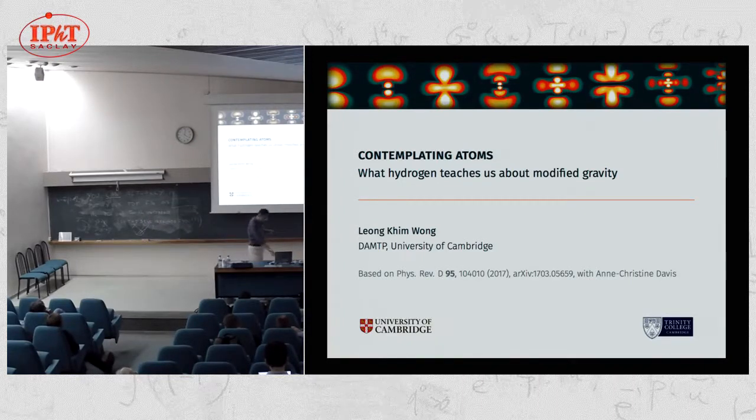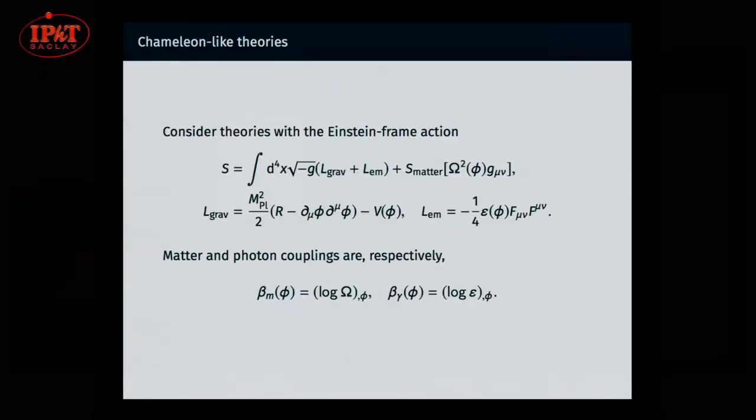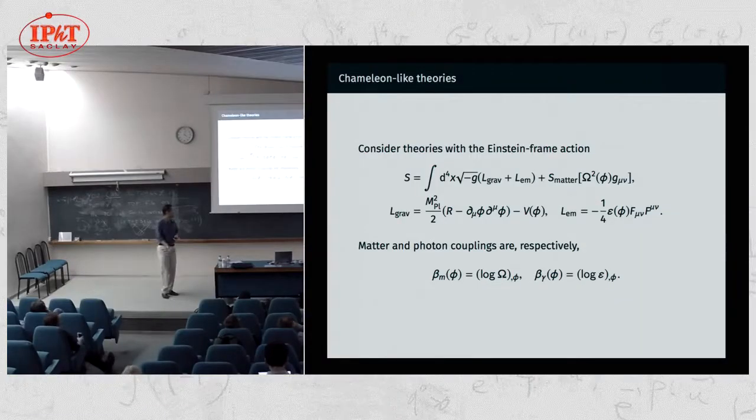And the main reason I'm focusing on these theories, of course, is because laboratory tests are mostly sensitive to this kind of screening. It's a lot harder to try and probe Vainshtein screening on the Earth, for example.